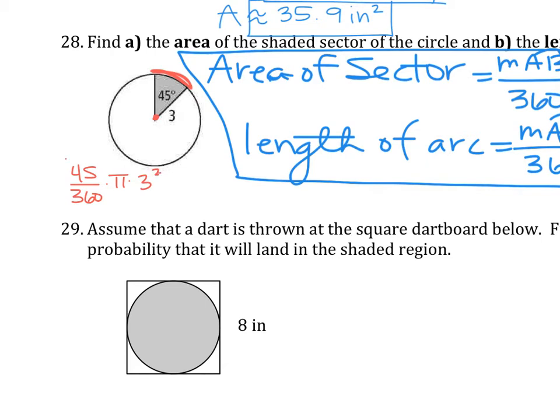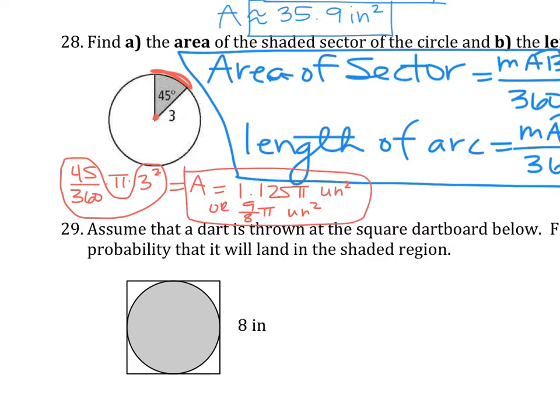squared, okay? You plug in everything but the pi, and you get the area of the sector, which comes out to either 1.125 pi, or you could do 9 over 8 pi. However you want to simplify it, I will take either one of those answers. Either way, it is units squared because it's area.